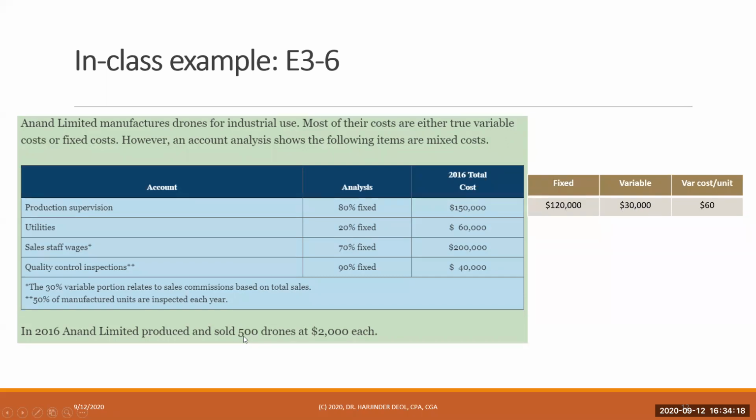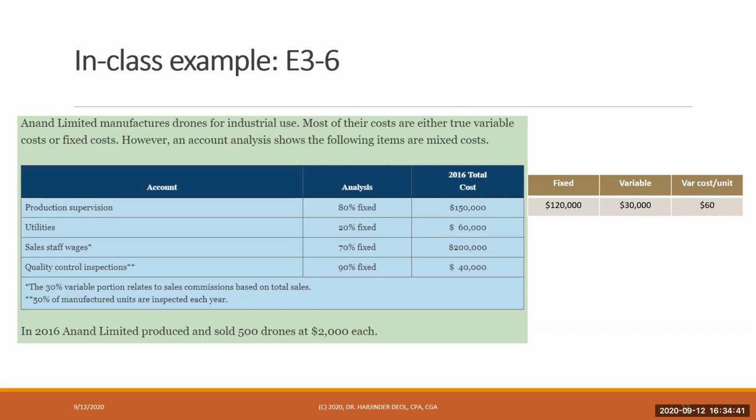And since the business produced 500 drones in total, $30,000 divided by 500 drones gives us a variable cost per unit of $60. In a similar manner, we can break down the utilities costs.